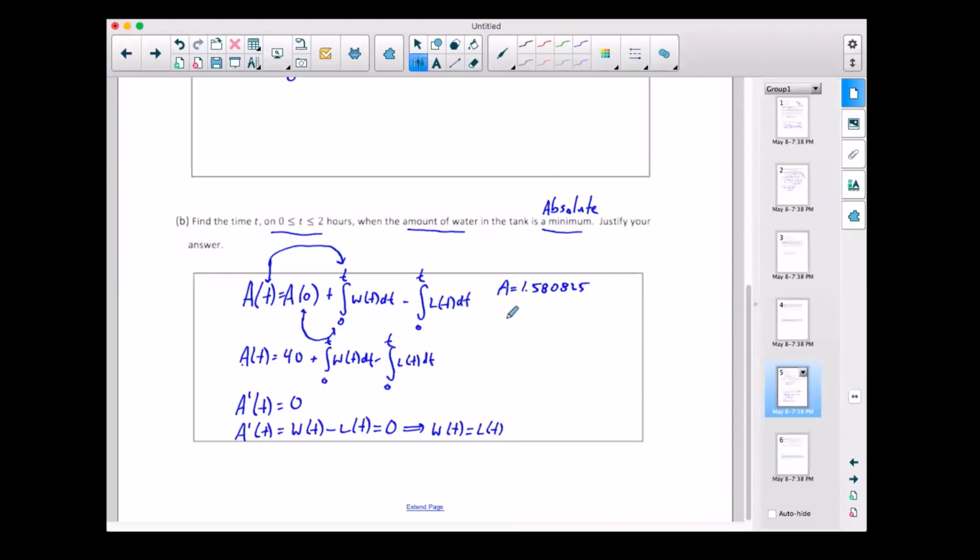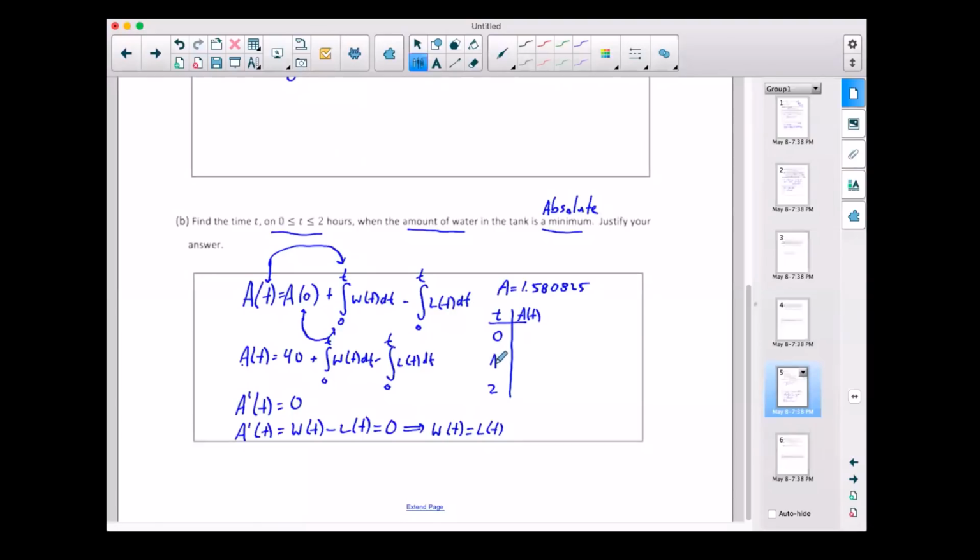And so now I'm going to make my little table. And I have my time here, and I have my amount here. And when you're doing an absolute minimum, remember the goal is you have to include, to find an absolute minimum, a table of values with the endpoints. Our endpoints were 0 and 2, as well as any critical values. And the only critical value that we found was 1.580825, right?